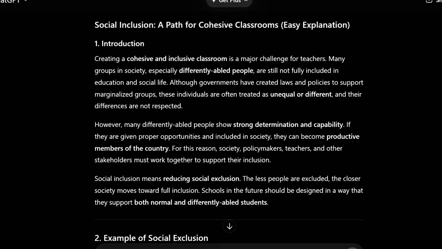Social inclusion means reducing social exclusion. The less people are excluded, the closer society moves toward full inclusion. Schools in the future should be designed in a way that they support both normal and differently abled students.